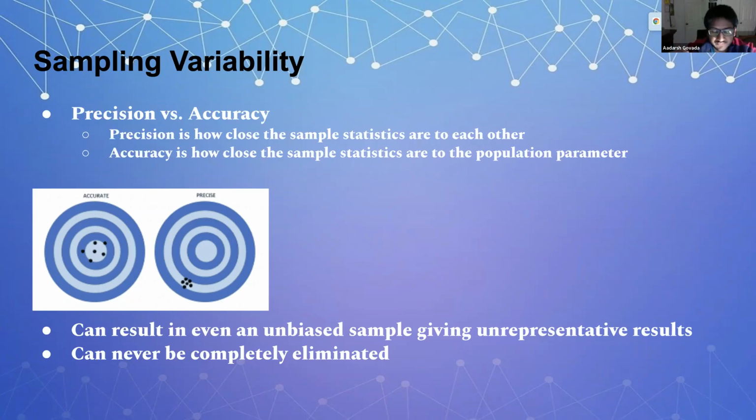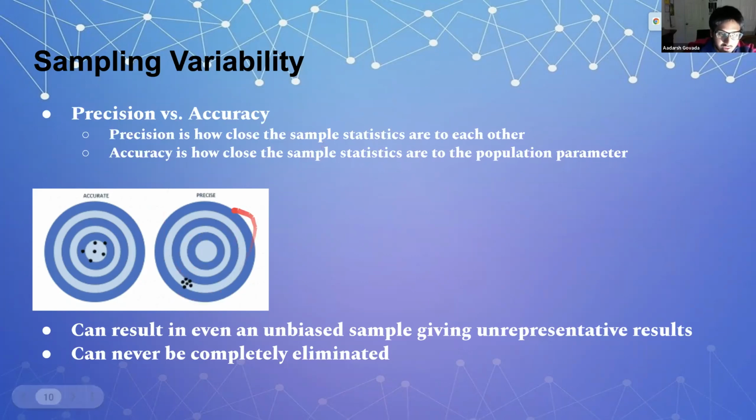Accuracy is how close they are to the population parameter. So let's say you take multiple samples of adults in the United States to try to figure out the mean height of every adult in the United States, and the mean heights of your samples are close to the actual mean height of the population, that's accurate. But if the mean heights of your samples are just close to each other, that's precise. And it can be both. We are hoping that it's both, but there are situations where it is one or the other.